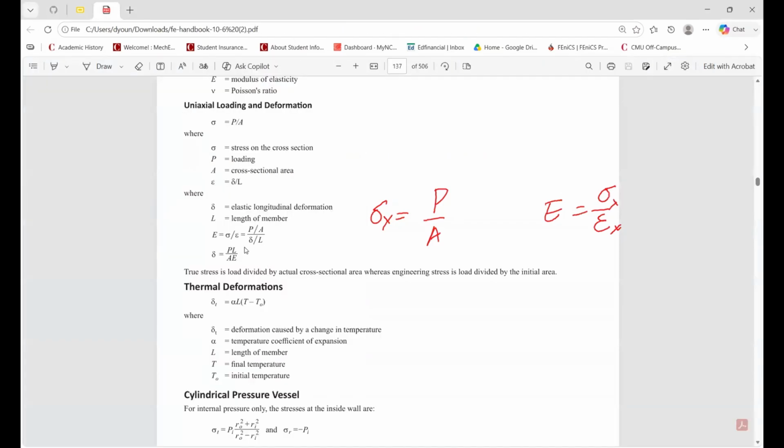Yes. But you can always look at this chart over here to easily figure everything out. My recommendation is to switch it to epsilon x, because epsilon x is what we're going to be looking for. E is already given, after all. And then epsilon x equals P over A E. We're already going to have a plug-in equation almost.